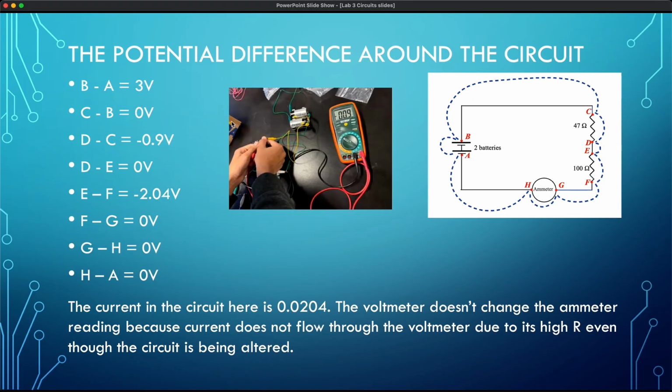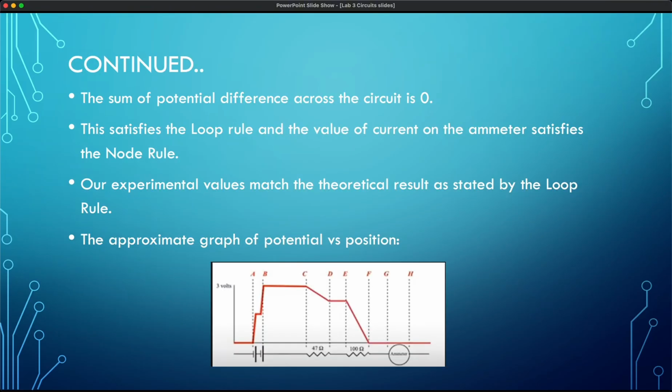Then we calculate the potential difference around the circuit by dividing the circuit up into these points as stated in the picture. We use the voltmeter to measure the potential difference around the circuit, as we can see here. The current in the circuit here is 0.0204. The voltmeter does not change the ammeter reading because current does not flow through the voltmeter due to its high resistance, even though the circuit is being altered.